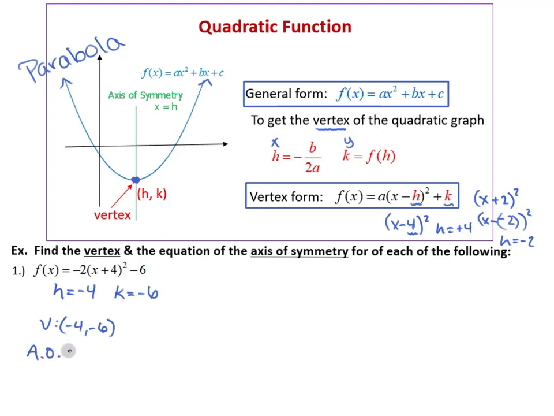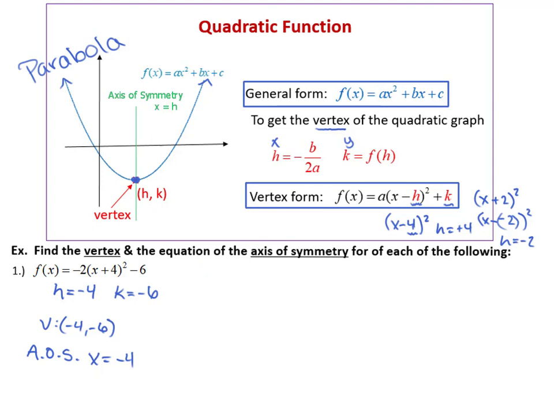And the axis of symmetry, which we'll call AOS, is this vertical line x equals our h value. Since our h value is negative 4, that's what we put. So there it is. There's my vertex. There's my axis of symmetry. And that is an equation, so please write x equals negative 4, not just negative 4. It's not a single value. It's an equation of that vertical line, x equals -4.